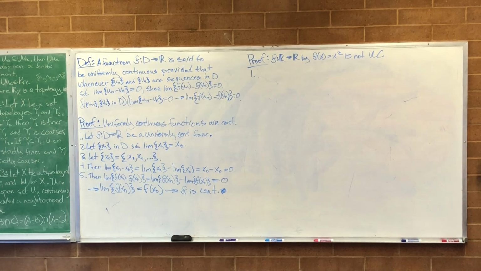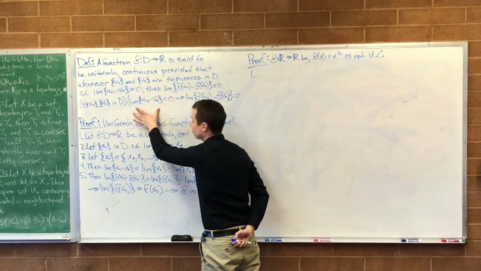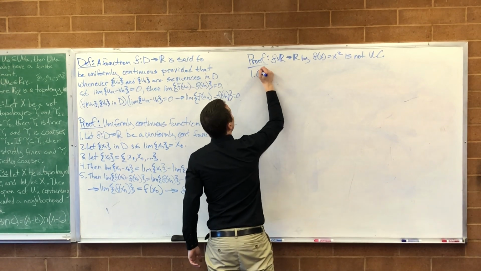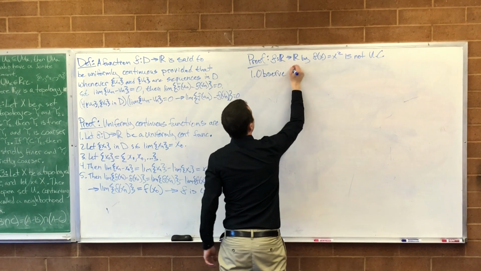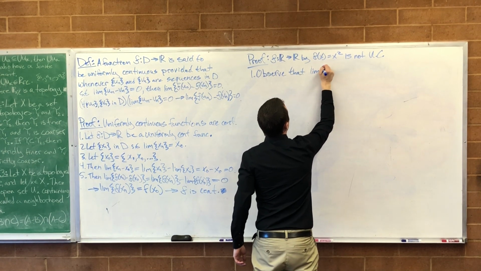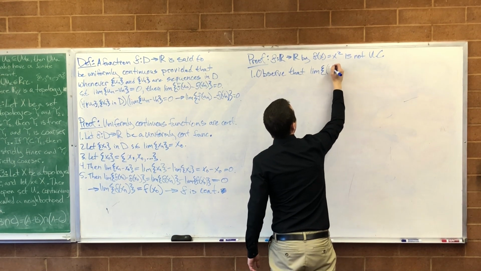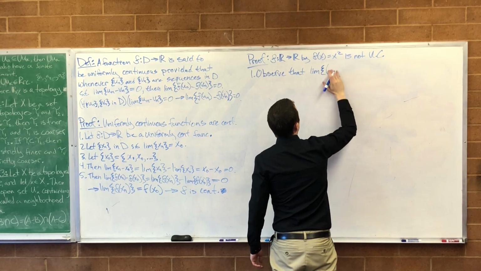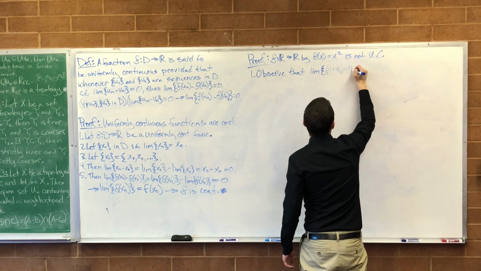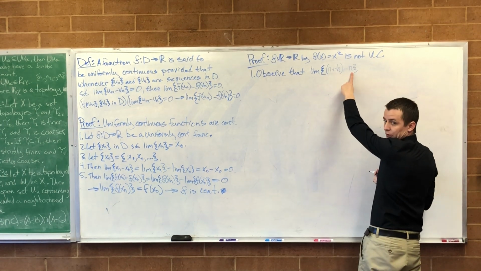Okay, how are we going to show that it's not uniformly continuous? We need to find two sequences that make the antecedent true, but the conclusion false, and we're done. So observe that the limit of, maybe I'll put parentheses to specify my sequences, the limit of (n plus 1 over n) minus (n). So there's my two sequences, this sequence and this sequence. You with me so far?